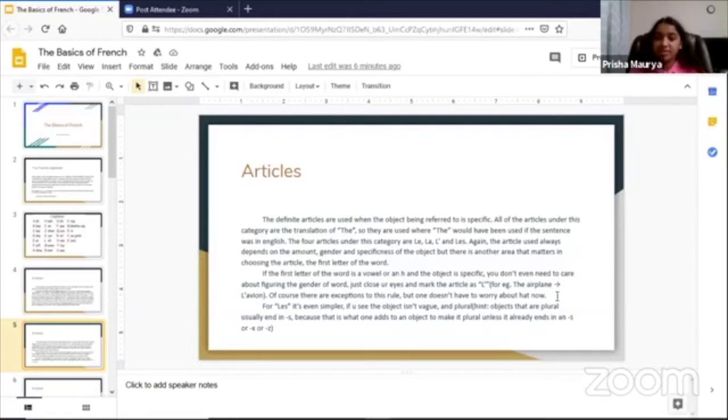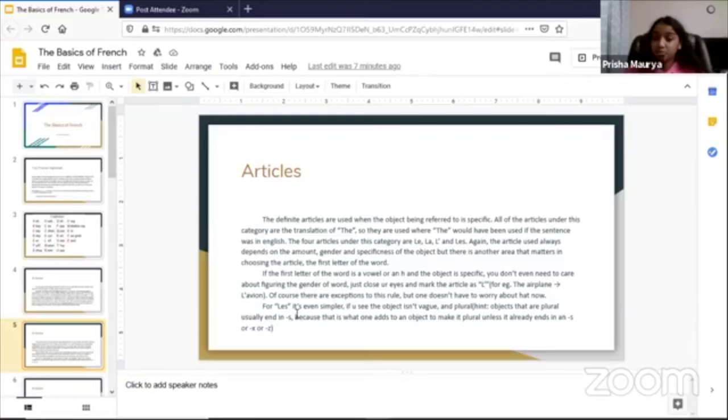For example, the airplane, you can just write it because the translation of an airplane is avion, and the first letter is a vowel. You don't have to figure out anything else, and you just have to write L apostrophe. Okay. For le, it's even simpler.